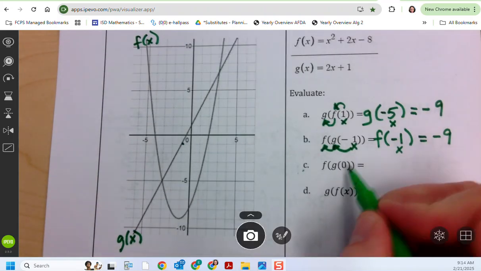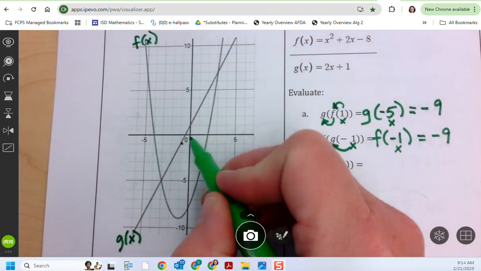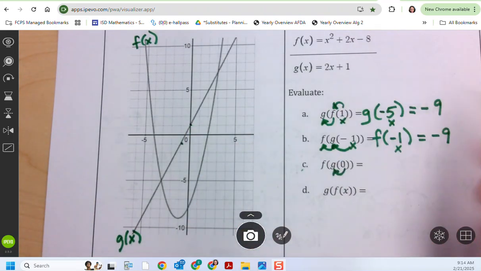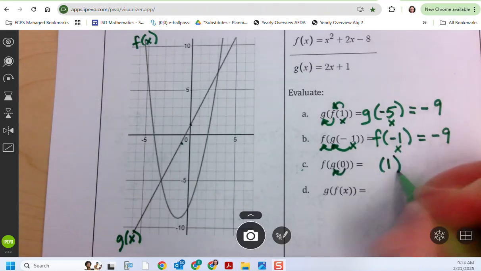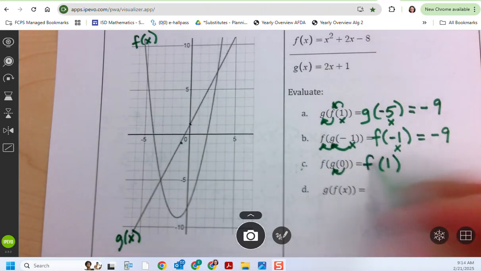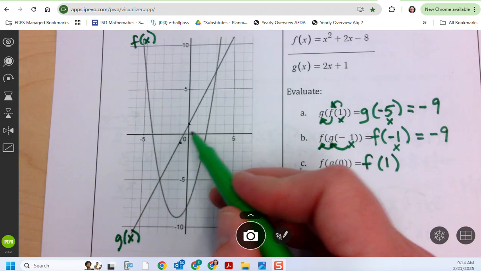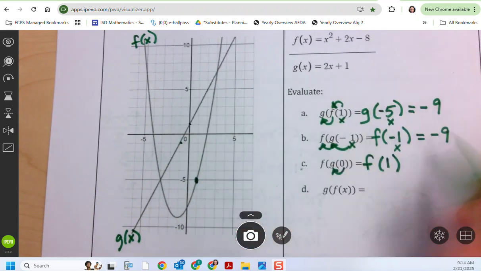All right, so we put 0 into function g. So here I am at 0, and at function g I hit 1. So that's my first answer. I have to put that into function f. Go to where x is 1, and you get y is negative 5.